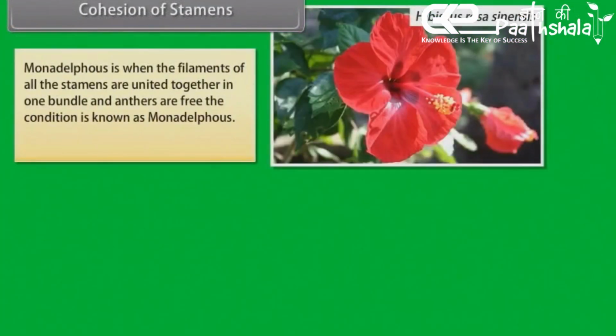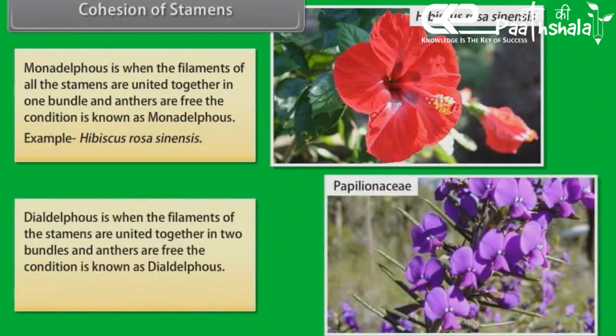Monadelphous is when the filaments of all stamens are united together in one bundle and the anthers are free. This condition is known as monadelphous. Example: Hibiscus rosa-sinensis. Didelphous is when the filaments of the stamens are united together in two bundles and the anthers are free. This condition is known as didelphous. Example: Papilionaceae.